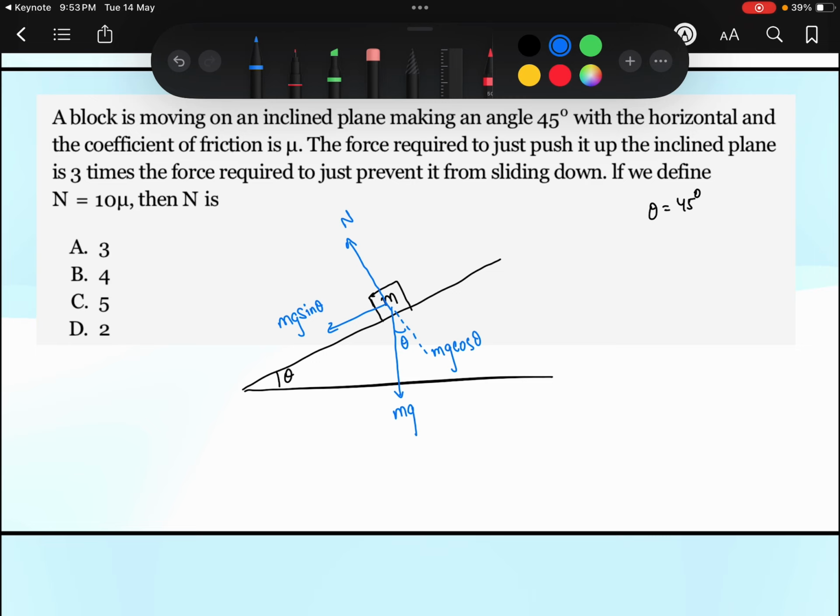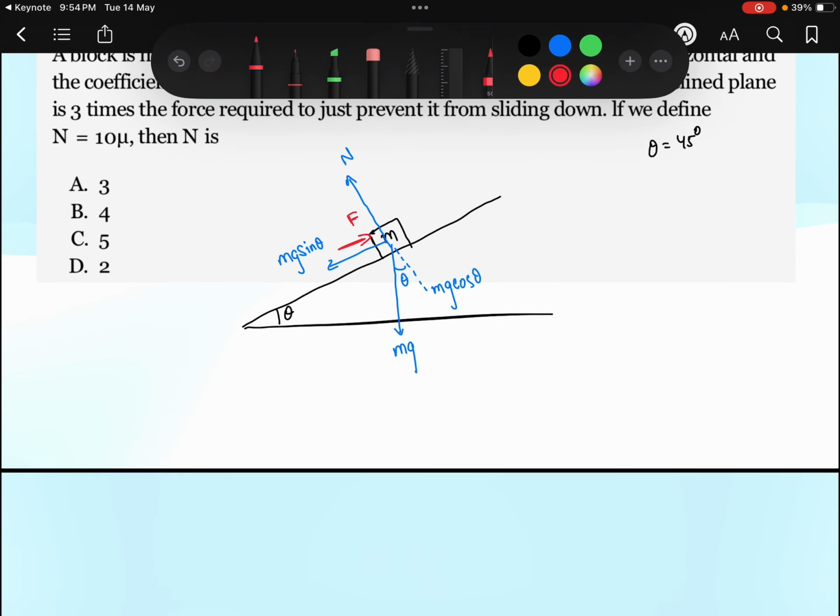Okay, now let us suppose we are applying a force here to just push this block of mass m in upward direction. Okay, and we have to take the critical condition that if we exceed this force to some amount, after that this block will start moving in the upward direction. Okay, so if we push this block in the upward direction with the force, then what are the resisting forces acting in downward direction?